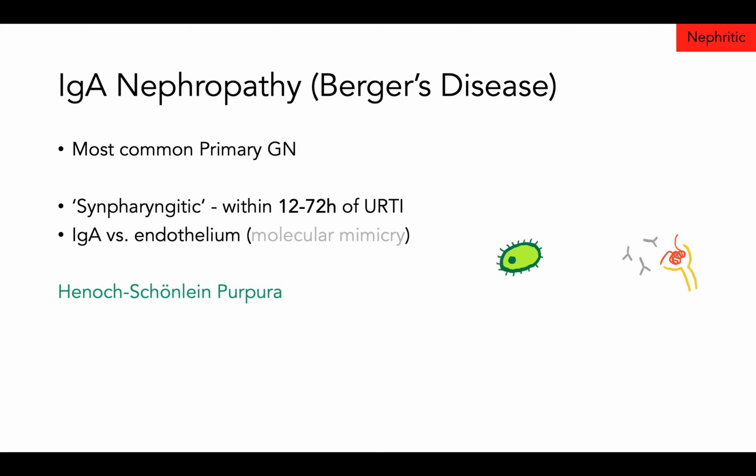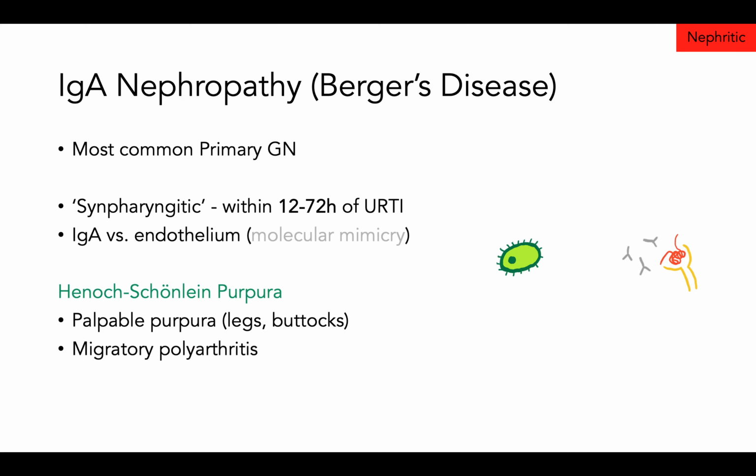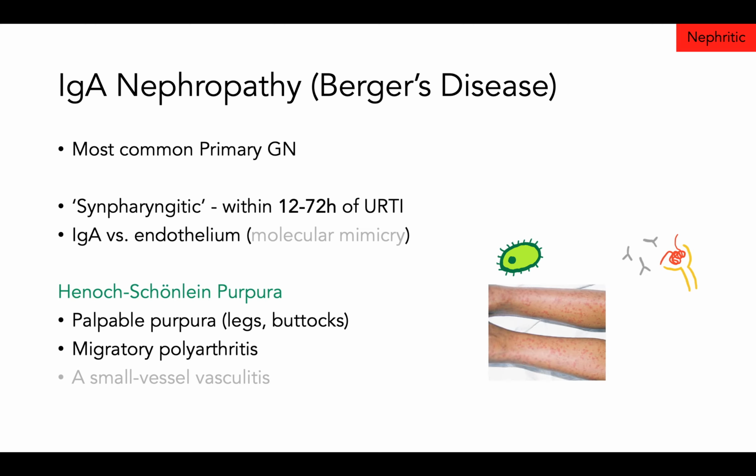Now, I mentioned that a close cousin of IgA was Henoch-Schönlein purpura, so it has essentially the same pathophysiology, but it's a systemic variant, and the key feature of HSP is a purpuric rash on the legs and the buttocks that is palpable, i.e. it's bumpy. HSP also features a migratory or flitting polyarthritis, so that's joint pain that moves around different joints, a bit like you see with rheumatic fever. And HSP is described as a small vessel vasculitis. That's a concept that we'll come back to in just a few slides' time, so don't worry too much about it. That's the purpuric rash of HSP.